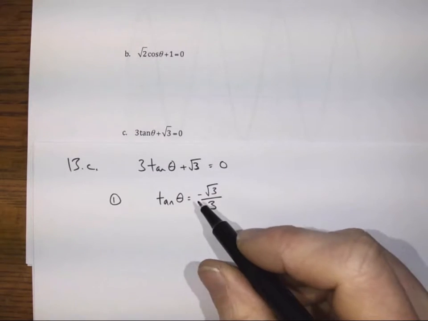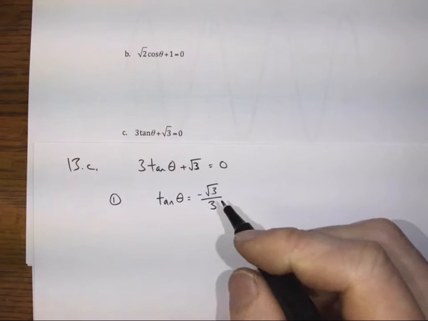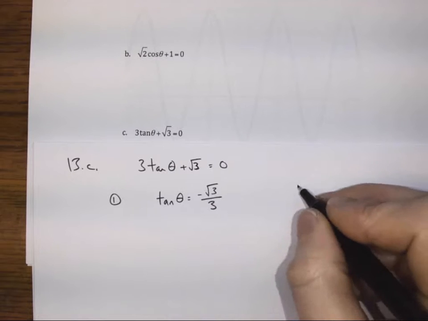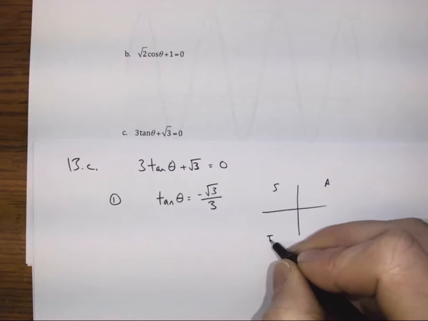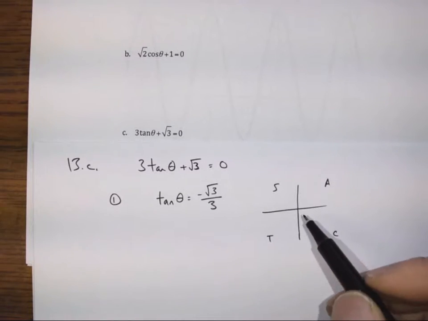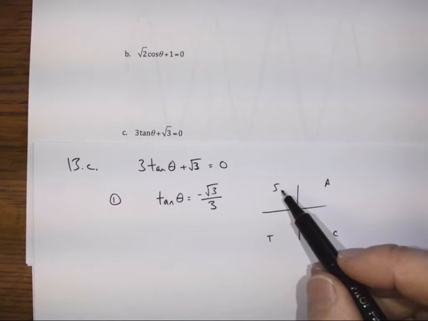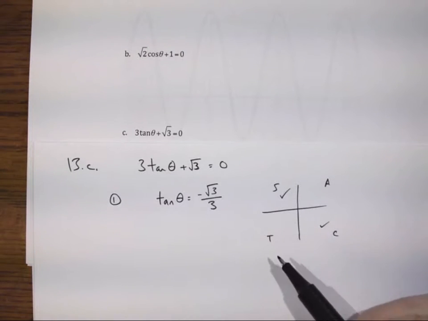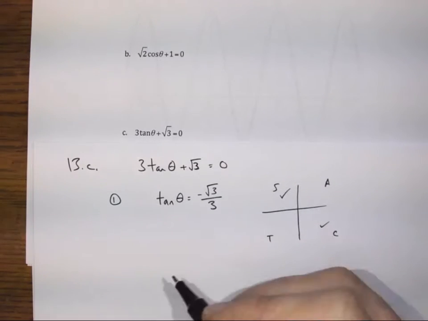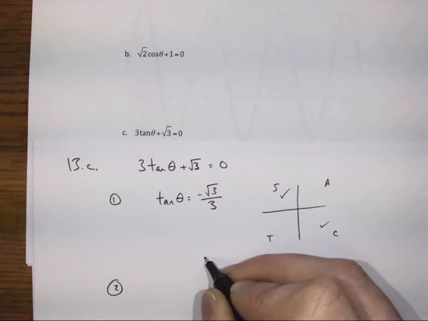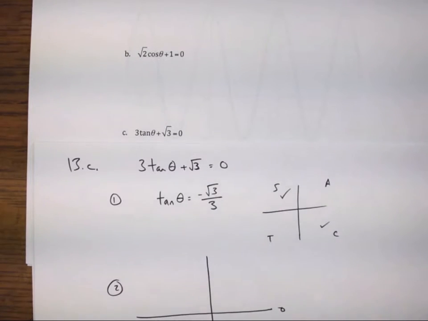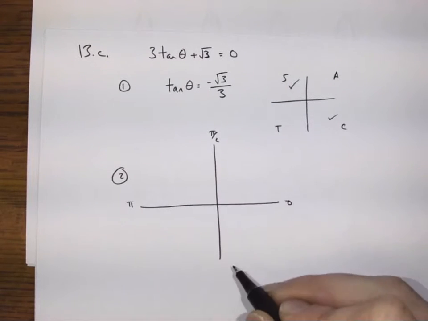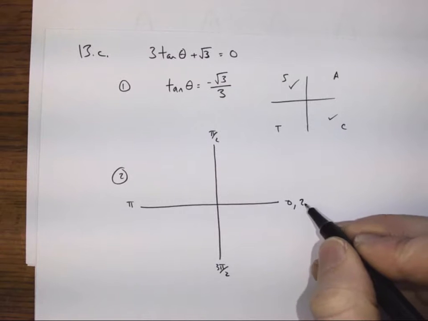Okay, so that's interesting. So what's this going to look like? So that's a negative tan ratio. So if we think about all students take calculus, negative tan ratio, that's going to be here and here, because it's not going to be here because tan's positive here and they're all positive here. All right, so second is we should probably draw it. 0, pi by 2, pi, 3 pi over 2, and 2 pi.